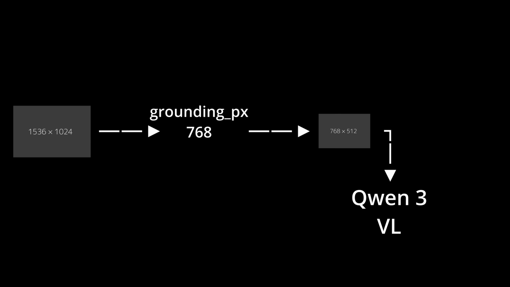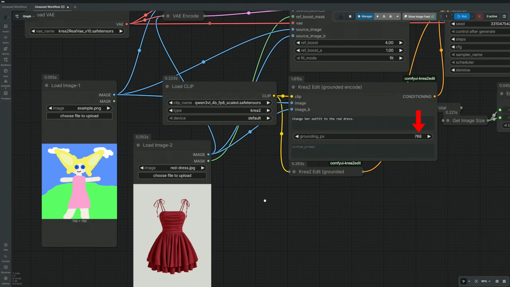Lower grounding PX values can make the model follow the edit instruction more directly and can use less memory. Higher values can help with identity, faces, and fine visual details, but they may use more memory and can sometimes confuse the composition if pushed too high. A value of 0 means native resolution, so the image is not resized by this node.